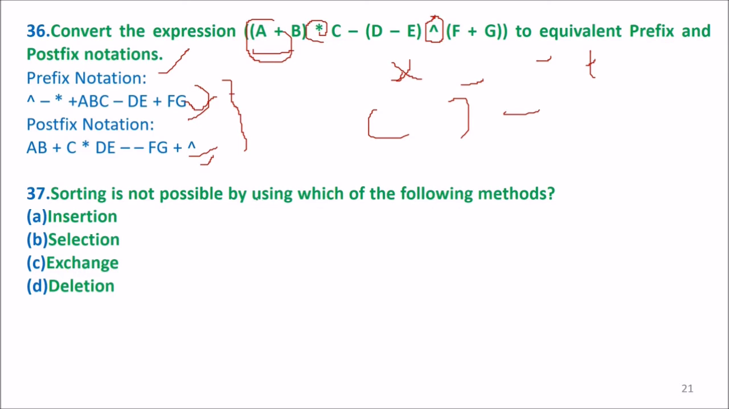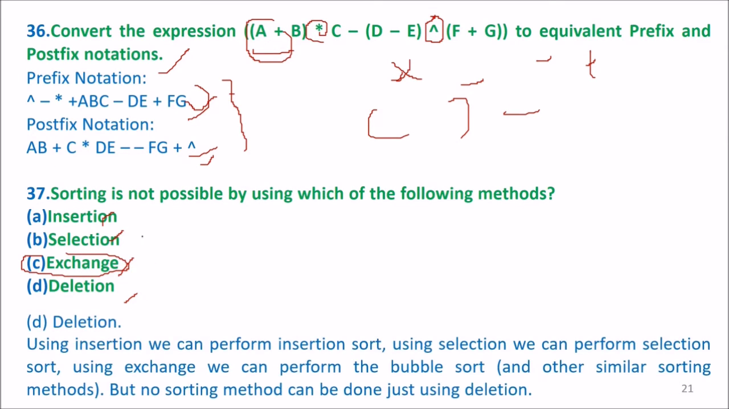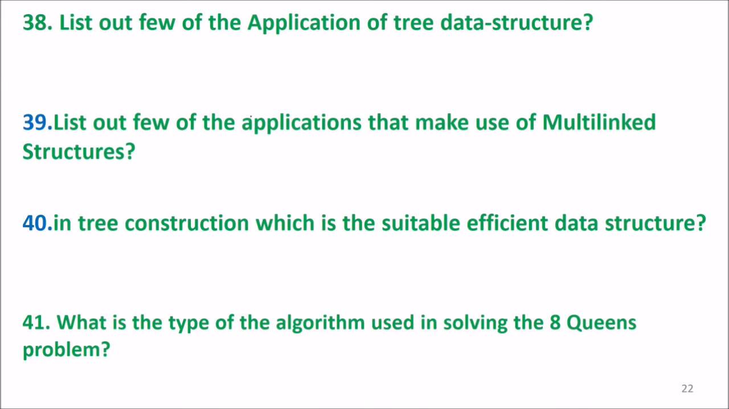Sorting is not possible by using which of the following methods? Insertion, selection, exchange, or deletion. Is it exchange? The answer is deletion, actually. Using insertion we can perform insertion sort. Using selection we can perform selection sort. Using exchange you can perform bubble sort or various similar sorting methods. But there is no sorting method that can be done just by deleting the elements.